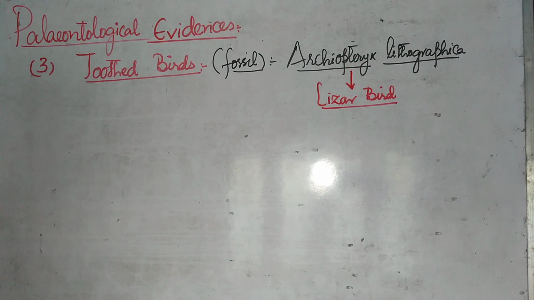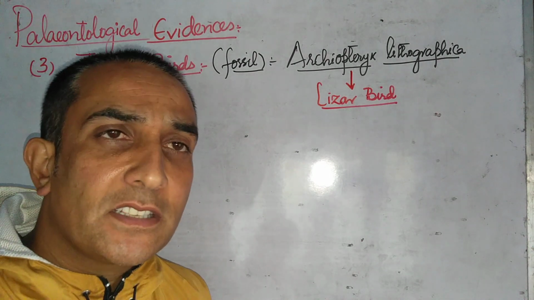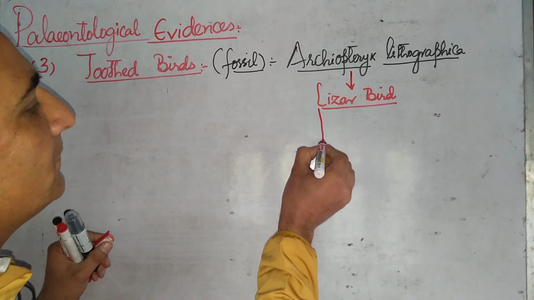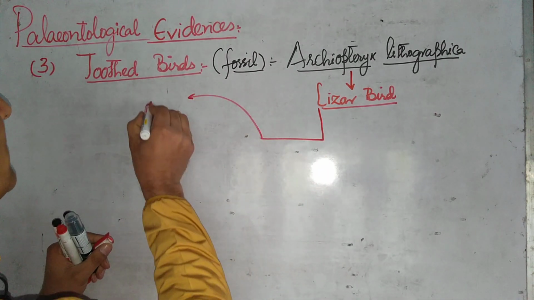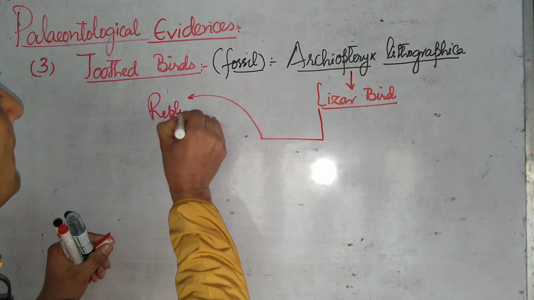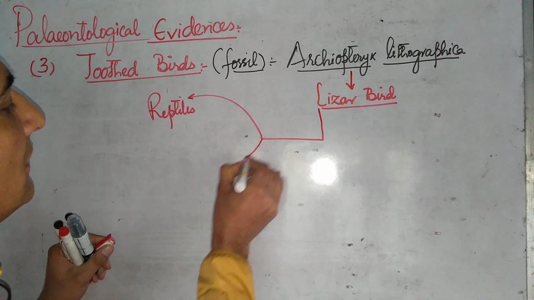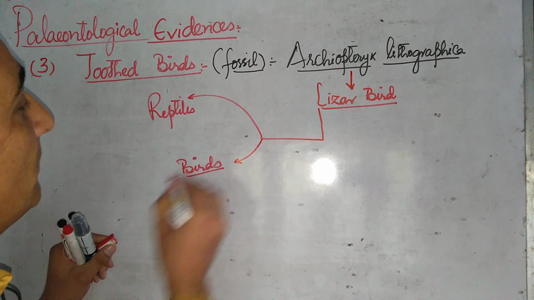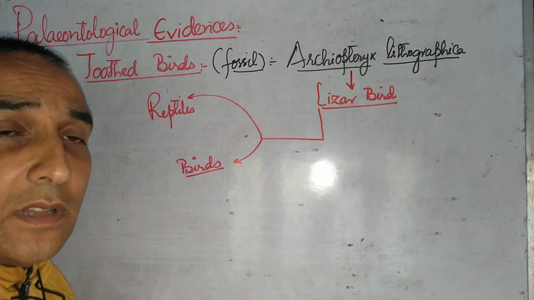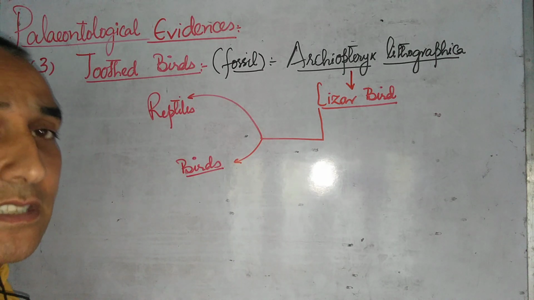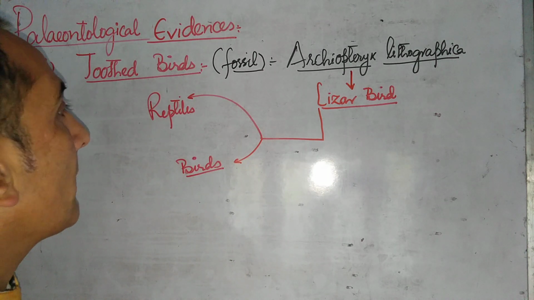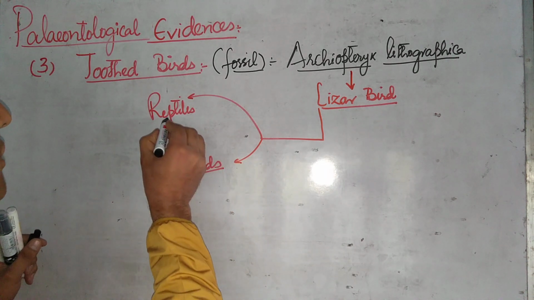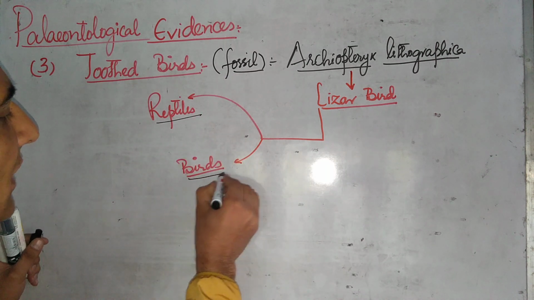So this lizard bird, or the Archaeopteryx lithographica, acts as a missing link between two groups of organisms, that is the reptiles and the other category of animals, the birds. So the Archaeopteryx lithographica, also known as lizard bird, acts as a missing link between reptiles and birds. So it shows some characters of reptiles and some characters of birds.